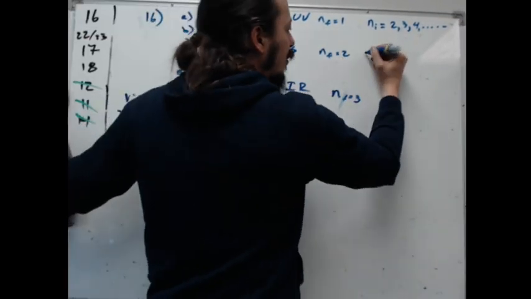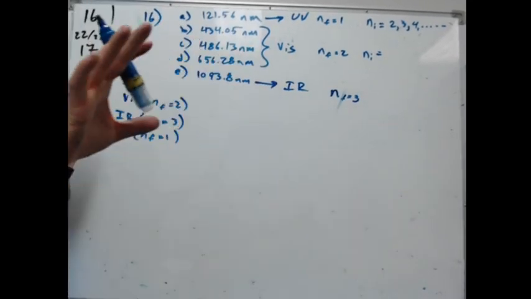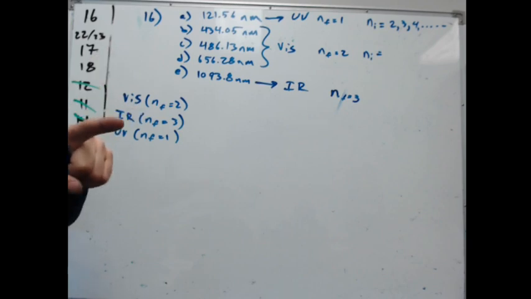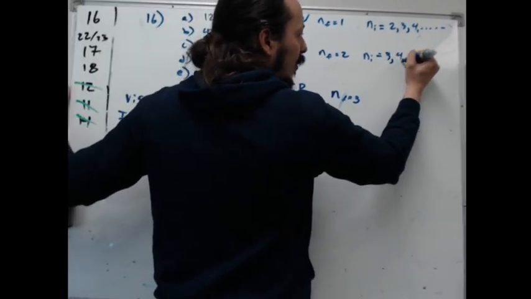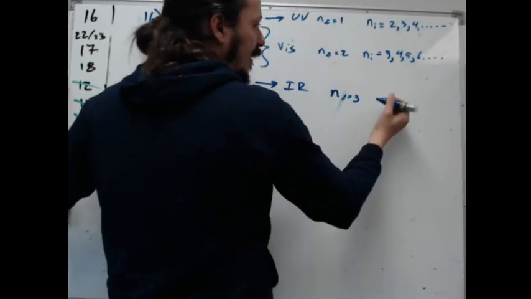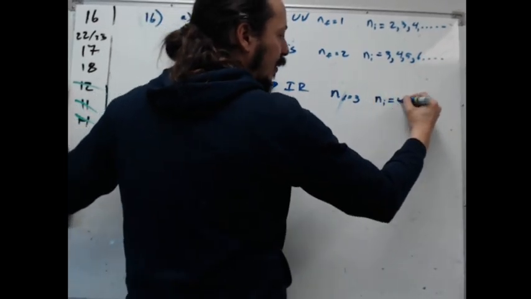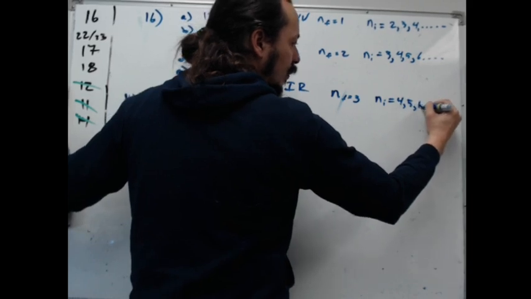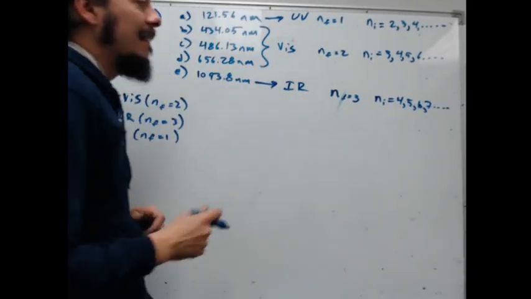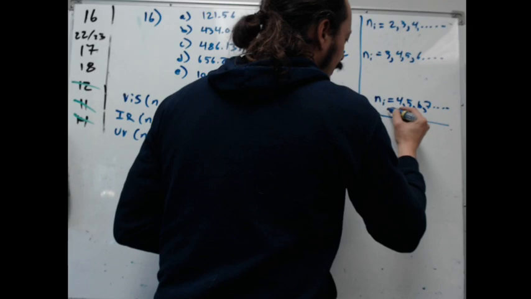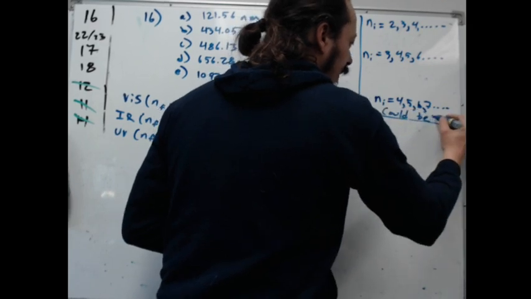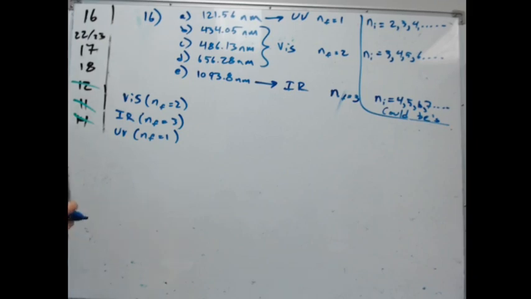If n final equals 2, n initial could be equal to, and the reason we're just counting up is because this is specifically for emission, so n initial must be bigger than n final, n initial can be 3, 4, 5, 6, all the way up. This one, n initial could be 4, 5, 6, 7, all the way up. Now the question becomes, how do we know which one it is? These are our could-be's. But we don't just want to know what it could be, we want to know what it actually is.